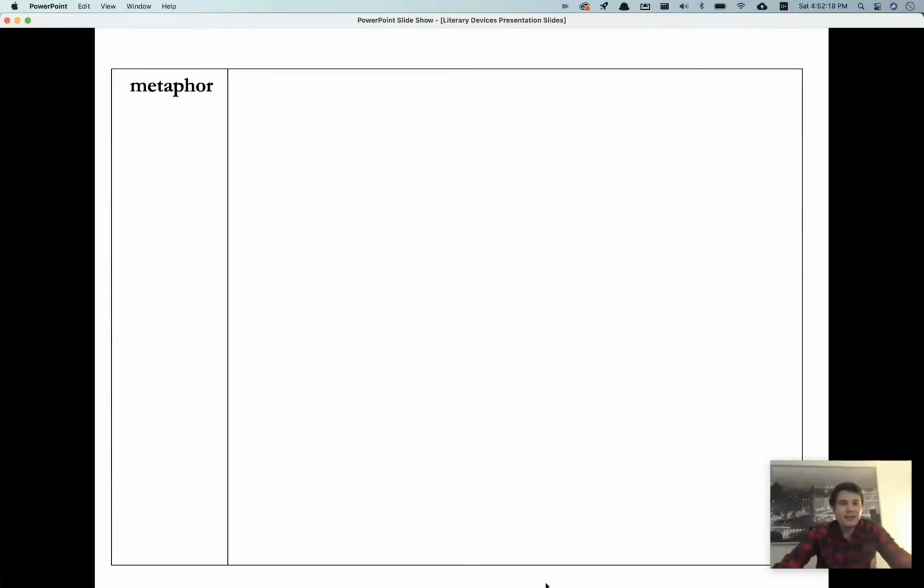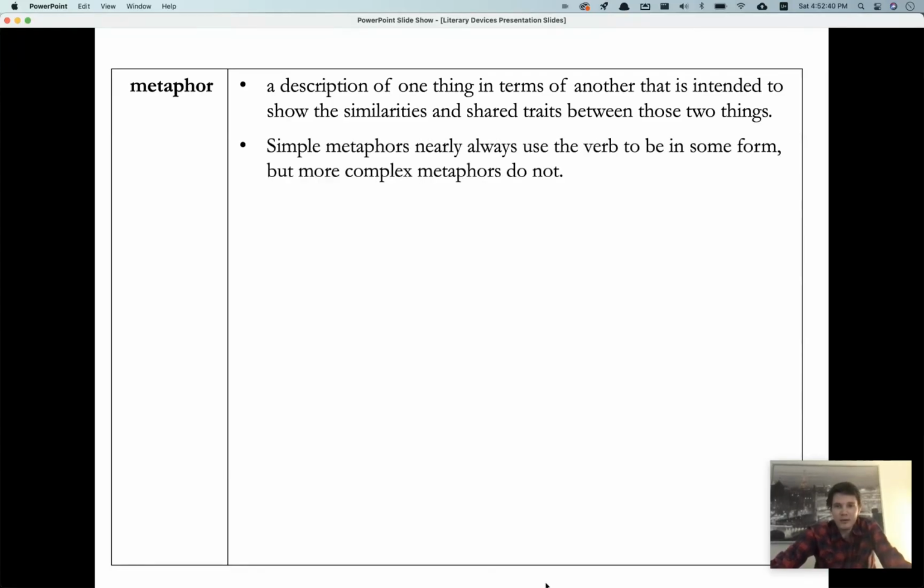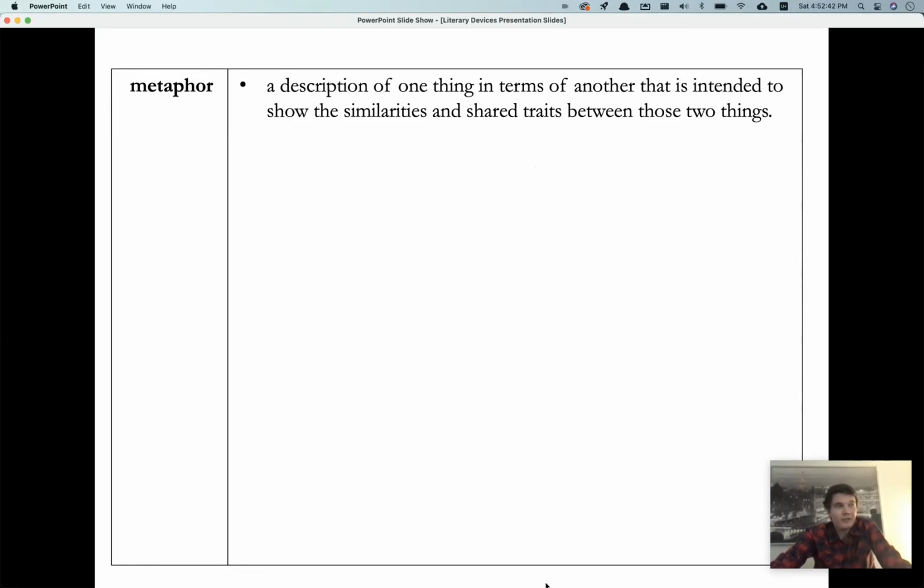All right, next one is a metaphor. So a metaphor is a description of one thing in terms of another that's intended to show the similarities and the shared traits between those two things, right? It's a kind of comparison between two things. These two things are not always very similar, but they have certain shared traits or similarities that actually help the metaphor to work, to convey its intended meaning.